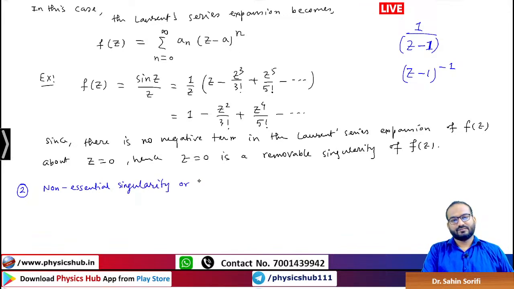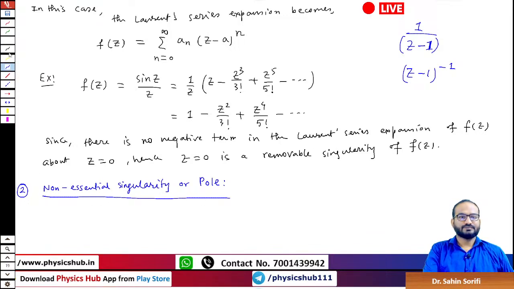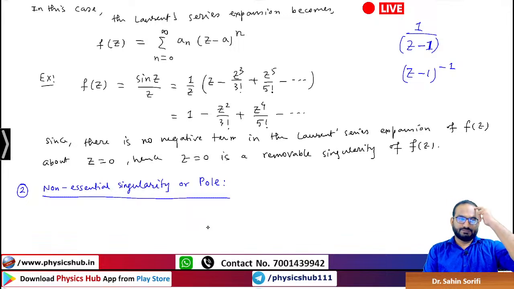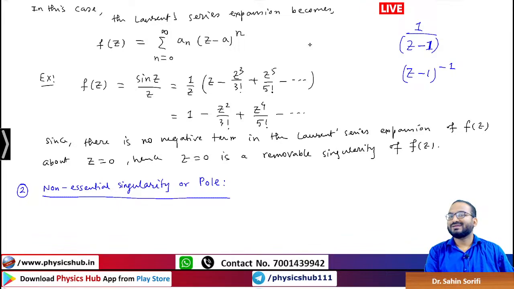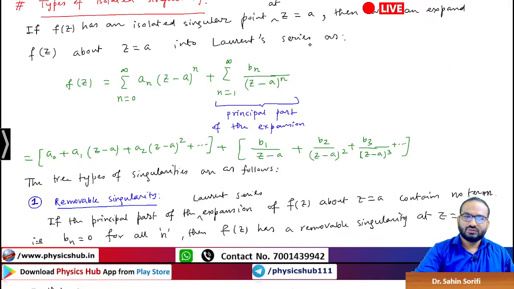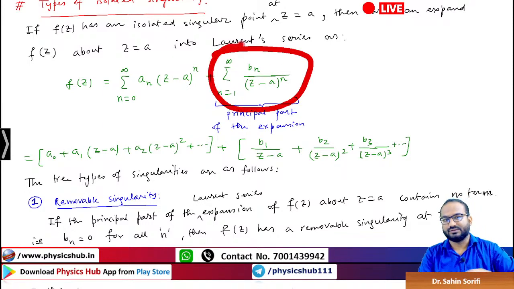Also known as pole. It means, look, not all the terms of the principal part are 0; a few terms survive, but not infinitely many terms survive. Understanding? You see, the principal part goes from n equals 1 to infinity. So for a removable singularity, as I told you, this whole part is 0.